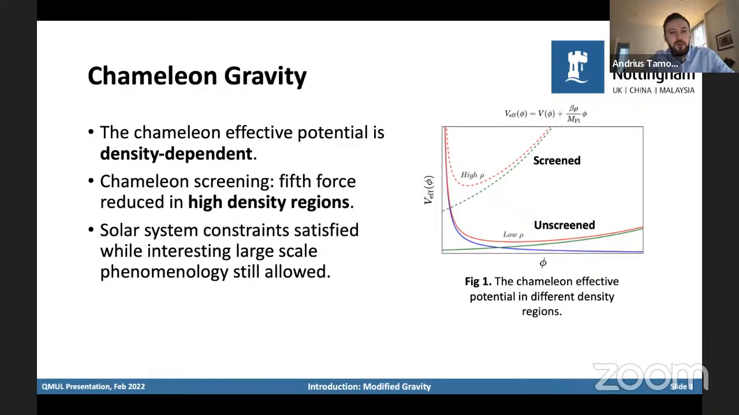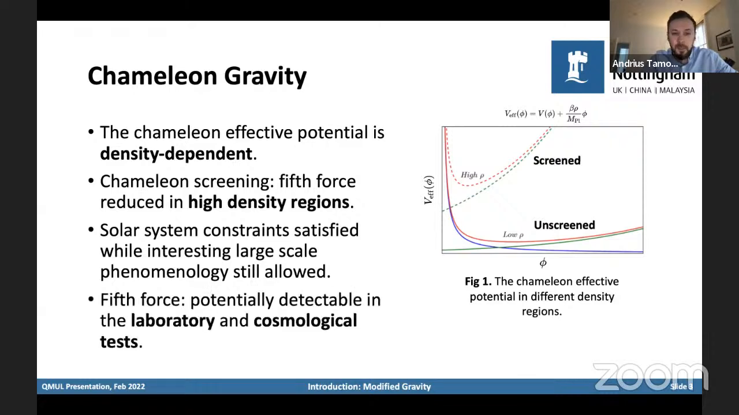This interesting behavior allows us to satisfy the solar system constraints while potentially still having some interesting phenomenology on larger scales. And perhaps quite unexpectedly, there has been a lot of work showing that you could still have very interesting phenomenology on smaller scales, even in laboratory experiments where you would think that the density is very high. By playing around with, say, vacuum chamber experiments, you can actually test a lot of these models. We're going to have a look at that later on.